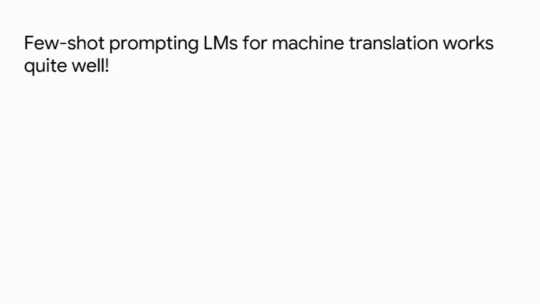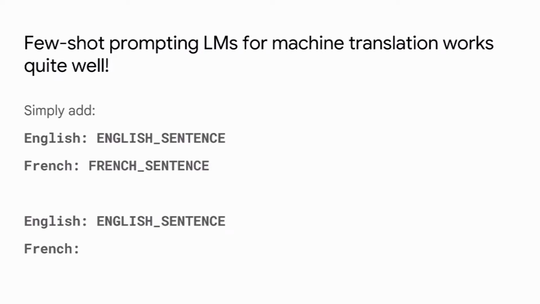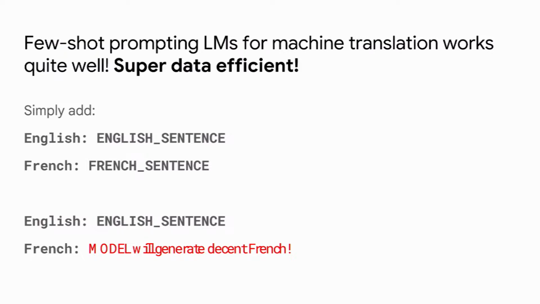First, few-shot prompting LLMs for machine translation works surprisingly well. You can simply do this: English, French, English, and then just say French, and you'll get a semi-decent French sentence. And this is super data efficient. This is one shot. You only need one example to draw this information out of the model, and it seems to work quite well. This is on par with models that are fully fine-tuned on English to French translation.